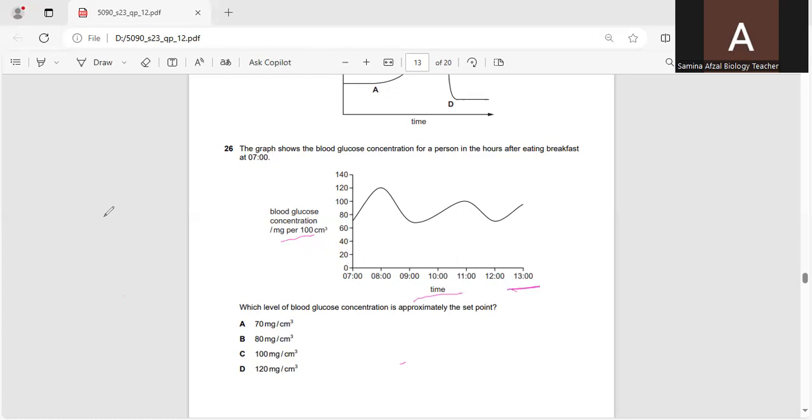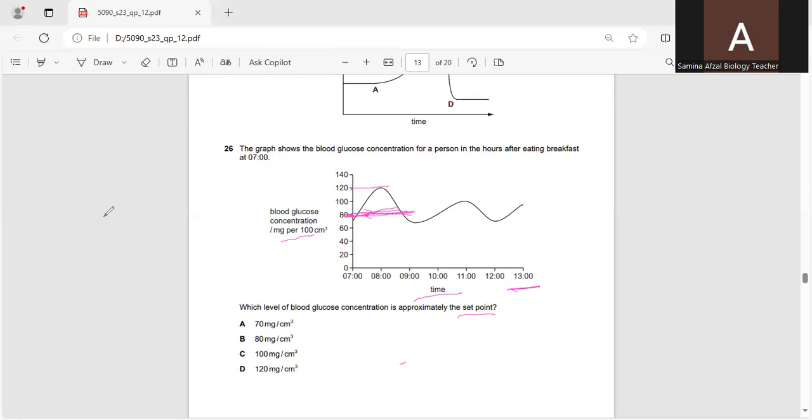According to the graph, when he has taken the breakfast, his glucose level will increase to 120. After 120, it will come down, and you can see it is going towards the normal. So here it is going towards the normal, and so it is the set point, approximately.